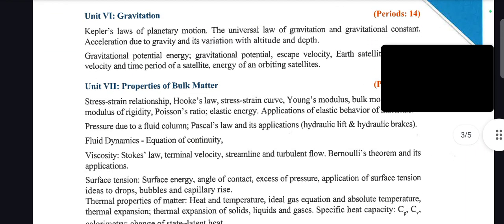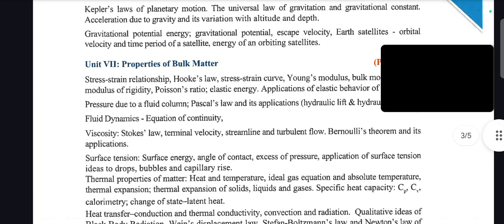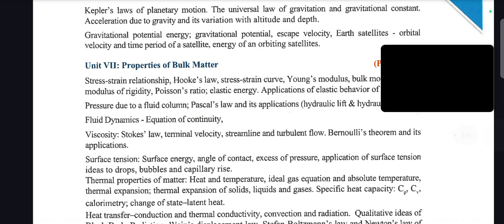Then Unit 6, gravitation. In that: Kepler's laws of planetary motion, the universal law of gravitation and gravitational constant, acceleration due to gravity and its variation with altitude and depth, gravitational potential energy, gravitational potential, escape velocity, earth satellites, orbital velocity and time period of a satellite, energy of an orbiting satellite.